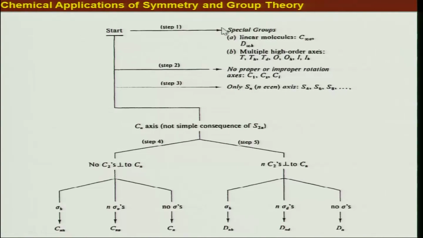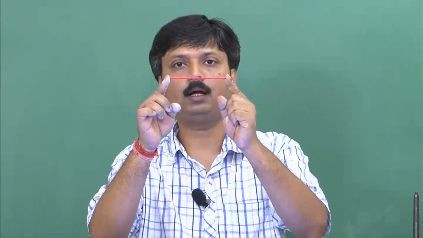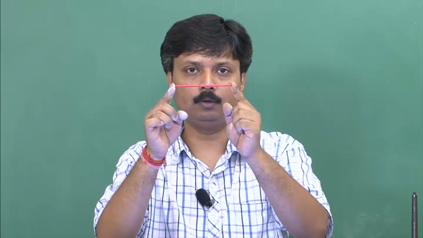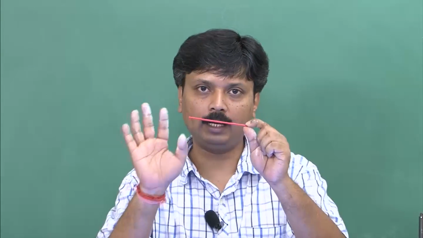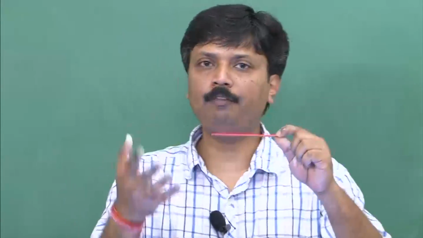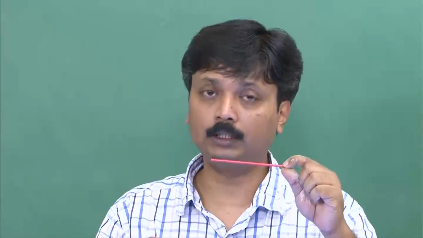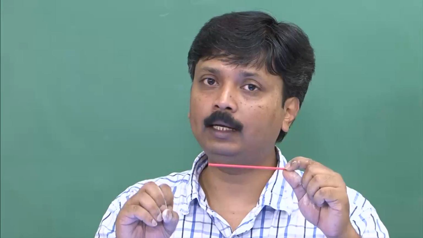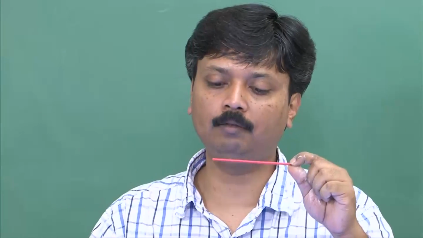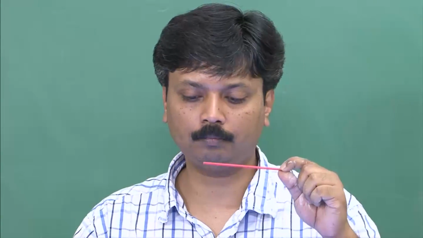In these special groups we have linear groups. What do you mean by a linear molecule? A linear molecule will be something like this. If this is a molecule, say carbon dioxide, that will be a linear molecule, and it will belong to a special category of group. You can easily figure out by looking at the molecular structure whether your molecule is linear or not, and based on that you can categorize them into special groups. We will come to that.